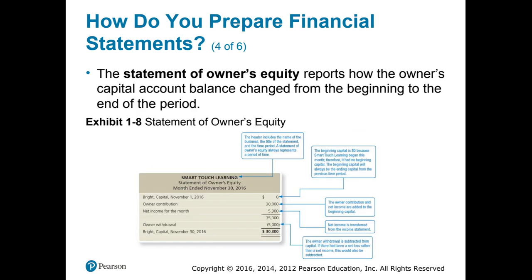And then the statement of owner's equity reports how the owner's capital account balance changed from the beginning to the end of the period. So same thing, we start with the company name at the top of the report, and then what report it is. So it's stating that it is the statement of owner's equity report. This is for the month ended November 30th. And then we see here we've got our retained earnings. We had 0 in retained earnings for this particular period. Our net income for the month was $5,300.